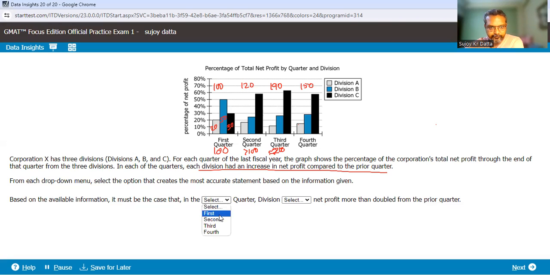Yeah, let's just mark that. No. Okay. Then the prior quarter. Yeah, so second quarter, option D. Second quarter, division C has doubled. No. In the third quarter, yeah, it has almost doubled. Yes, okay. Second quarter, division C's profit has more than doubled.